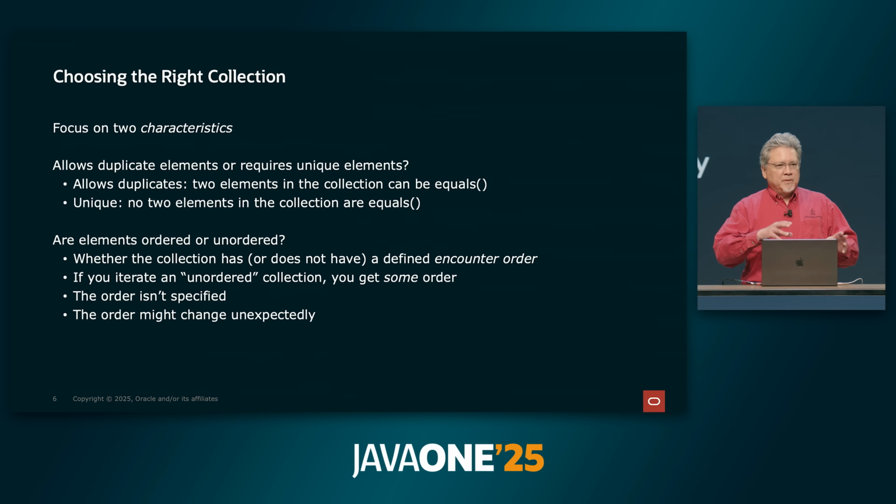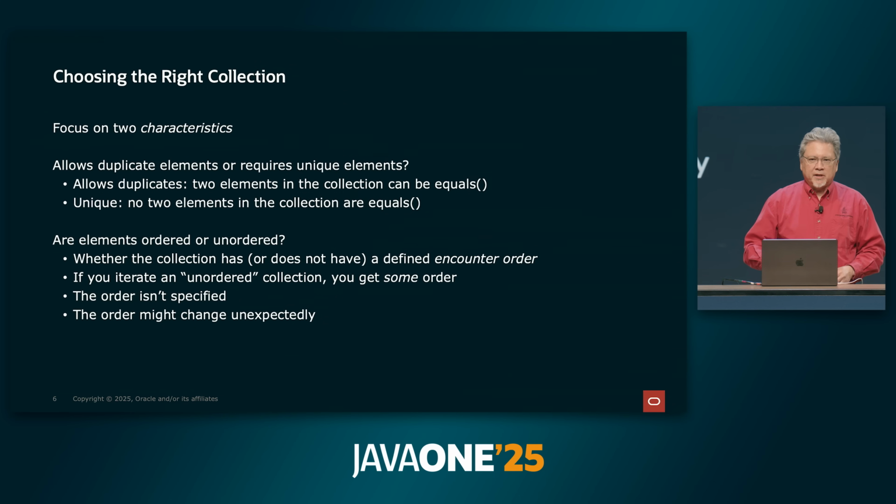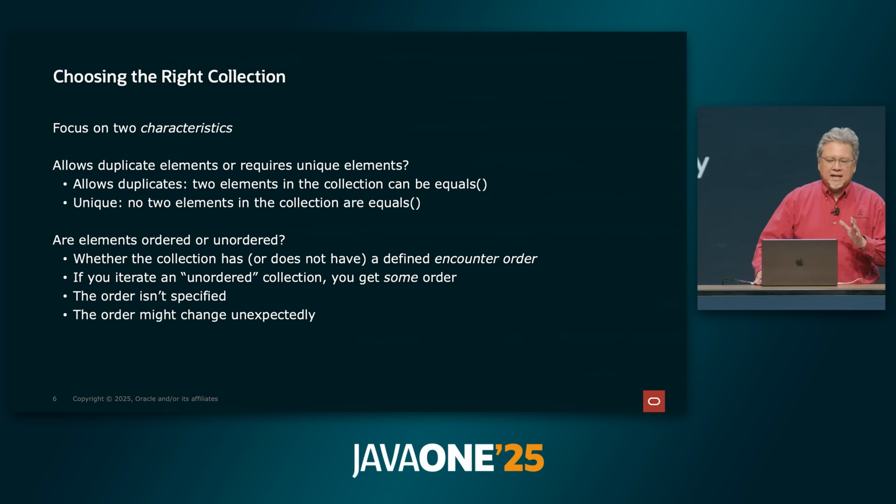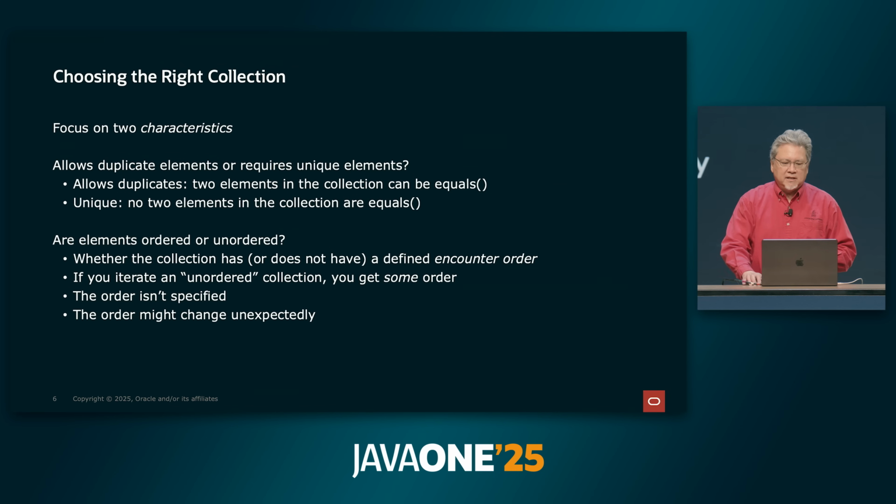And the reason is that if you run the system again, you might get the elements in a different order. Or if you take a hash set, you get the elements out in a particular order. Then if you add an element, well, it might rearrange the ordering of those elements arbitrarily, because the ordering in a hash set is not defined. It does not have a defined encounter order.